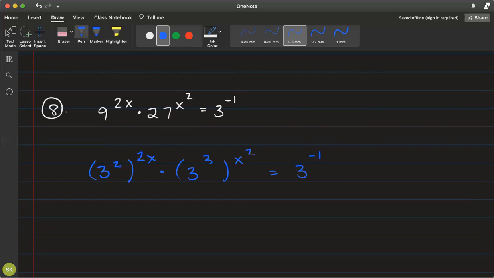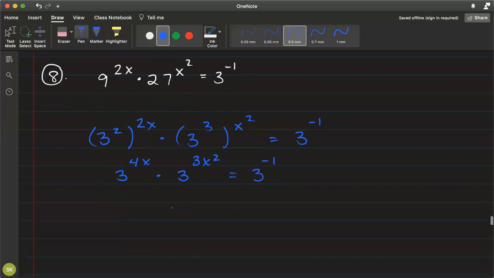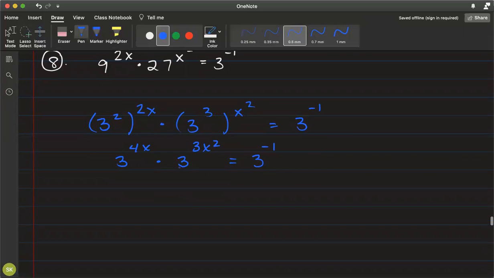I'm going to simplify this. This is 2 times 2x, so this is 3 to the 4x, times 3 to the 3x squared, and this is still 3 to the -1. Now, how can I combine the left-hand side? Remember, if we have the same base and we're multiplying, we just add the exponents. So this is 3 to the 4x plus 3x squared is equal to 3 to the -1. Now we have the same base, so we get that 4x plus 3x squared is equal to -1.